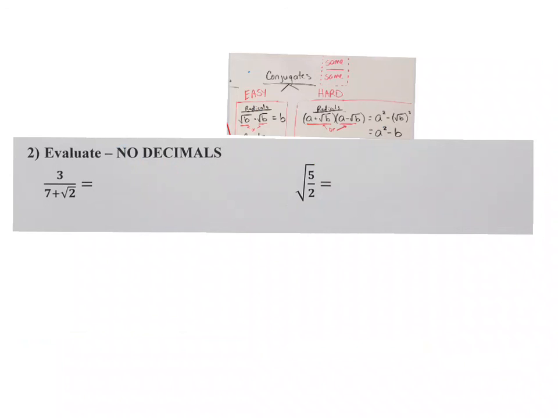Alright, so first thing I'm going to do with number 2, this is where we deal with radicals. So there are 2 rules. Rule number 1, so we have 2 rules we got to worry about.